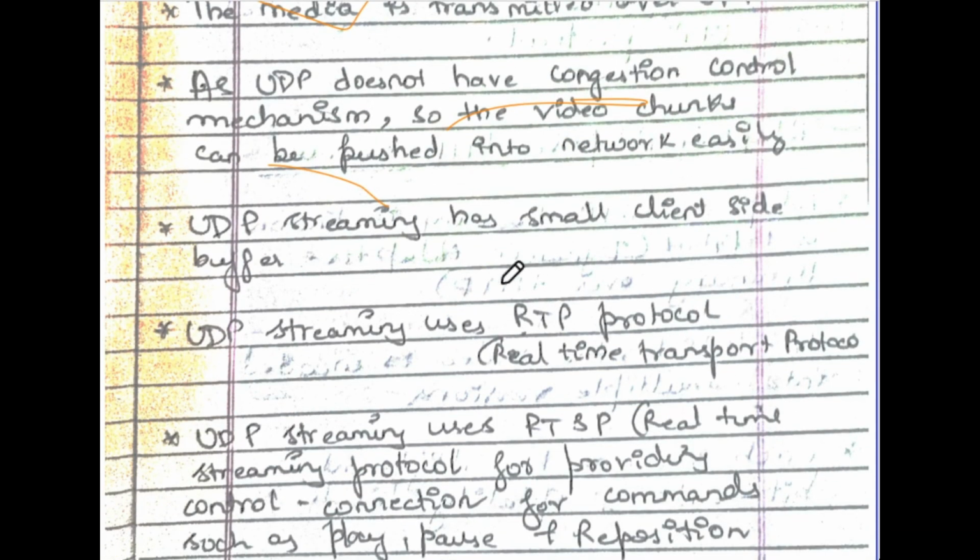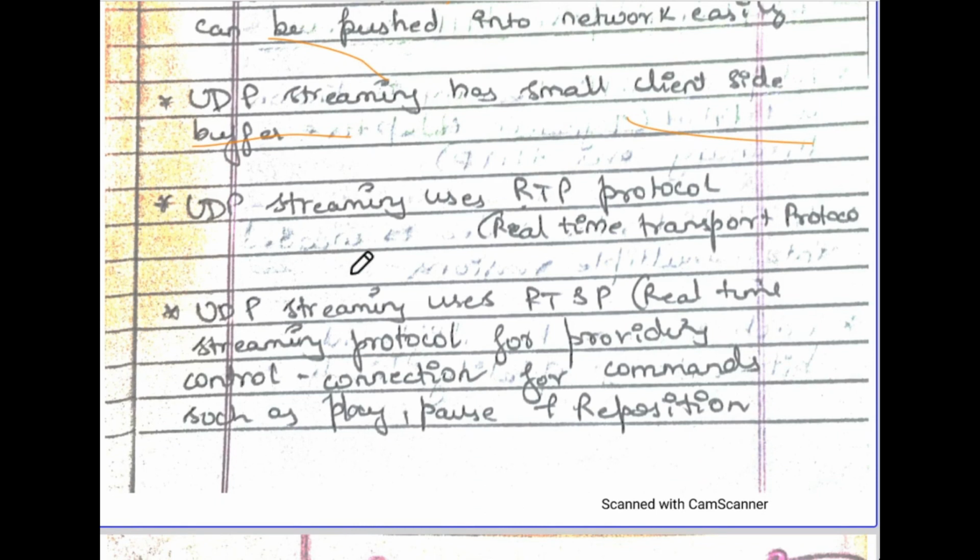UDP streaming has a small client side buffer. It has a client application buffer. UDP streaming uses RTP, the real-time transport protocol. UDP streaming also uses RTSP, the real-time streaming protocol, for providing a control connection. In UDP, to play, pause, and reposition a video, RTSP is used, the real-time streaming protocol.